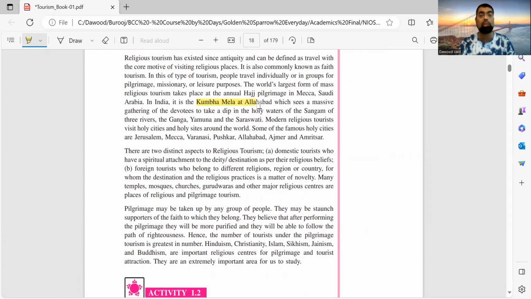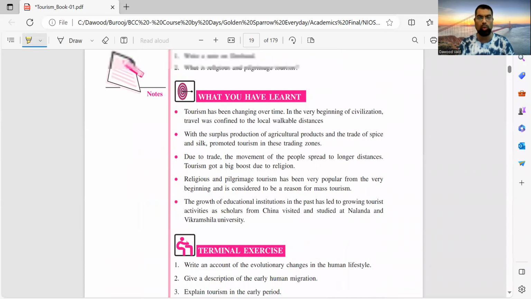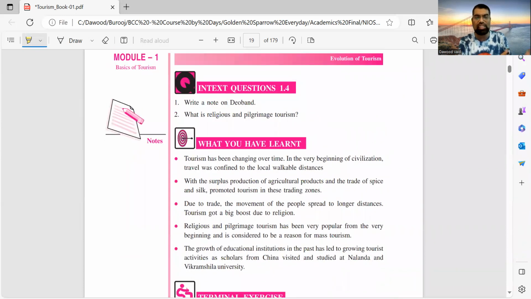For example, as I said, the Hajj, the Kumbh Mela in Allahabad, people would come all the way to see the place. You can name them. This is your chapter. You can ace it. And that's all we have got in tourism. This is the basic first one. I hope you enjoy, and we will take up more questions as we go ahead. And this will continue as a series for all of you as we talk about tourism as a chapter for senior secondary.